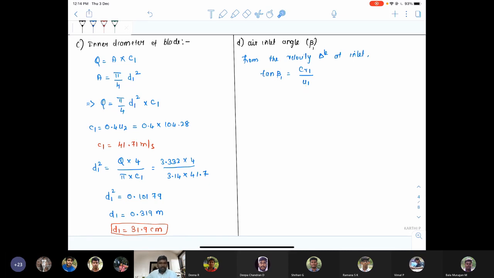We haven't used the value of relative velocity because the values of CR1 and U1 can be found out from the given data of the problem itself, but the relative velocity cannot be found with the given data in the problem. So we are using tan theta in order to find the inlet angle, air inlet angle. Therefore, CR1 divided by U1. We are using this equation.